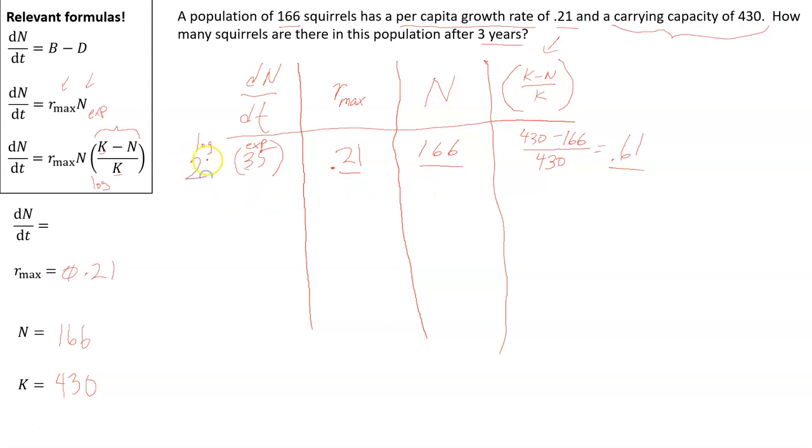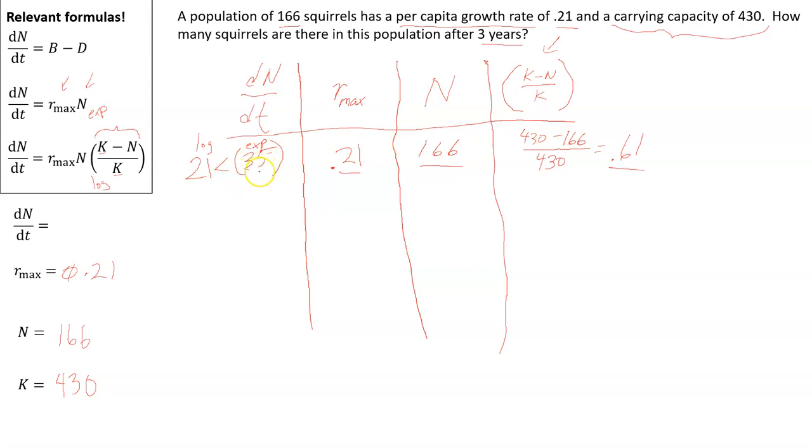21, right? So what do you notice? Is 21 greater or less than 35? Well, it should be pretty obvious. 21 is less than 35. Logistic growth is slower, even if 166 is not very close to 430, really. But it's still going to be a lot slower growing than exponential growth. So that's just something to keep in mind.